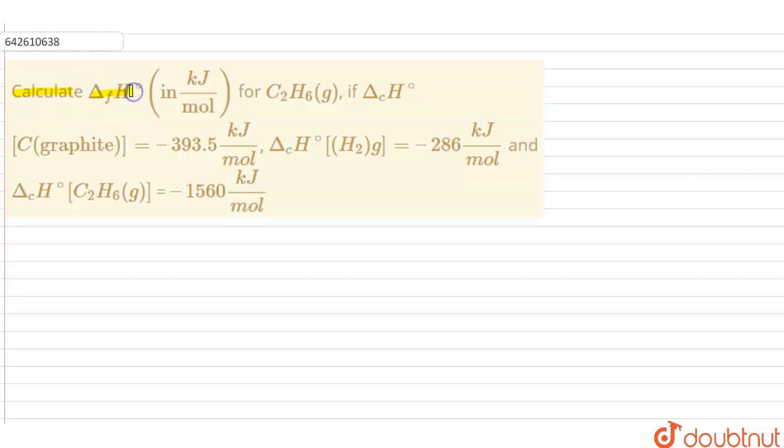Hello students, let's start the question. Calculate delta HF naught, that's heat of formation, in kilojoules per mole for C2H6, that's ethane, if delta HC naught, heat of combustion, for C, that is carbon in graphite form, is equal to minus 393.5 kilojoules per mole. Delta HC naught of H2 is minus 286 kilojoules per mole. And delta HC naught for C2H6 is minus 1560 kilojoules per mole.